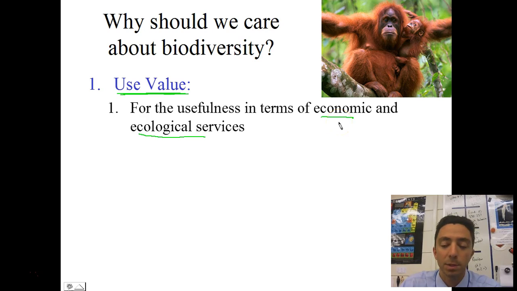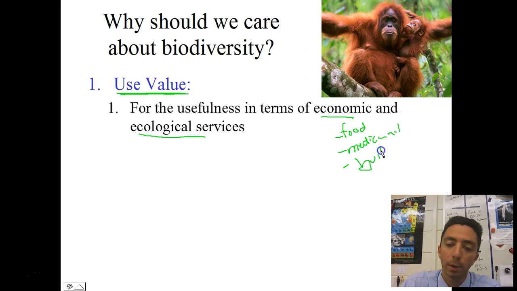Some economic services might be like food crops, which would have a great economic benefit towards us. It might be medicinal purposes. So you've got the researchers in the jungles looking for new compounds that could help create new drugs, stuff like that. Besides those two, we're looking at building materials like wood or paper, which would be part of economic services. And then some ecological services would be things like pollination.